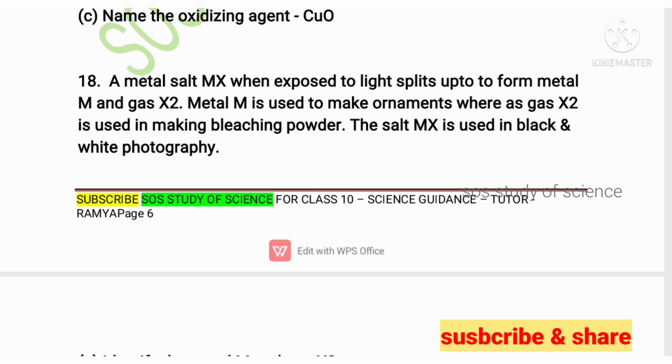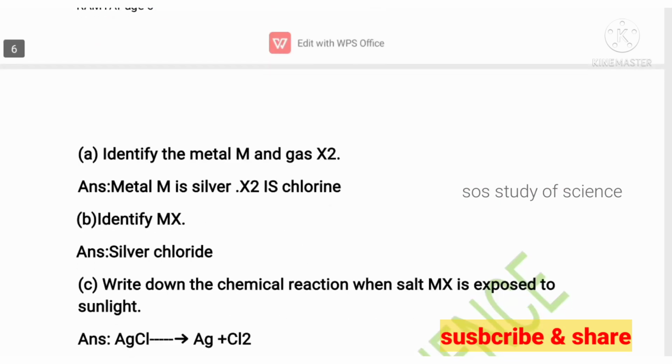And one more hint they have given here is that the salt MX is used in black and white photography. So which salt is that? See, both silver chloride and silver bromide are used in black and white photography. It is very important to answer these types of questions. Very important. I have given hints, so use the hints and write the answer.